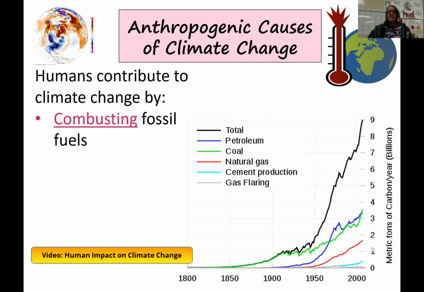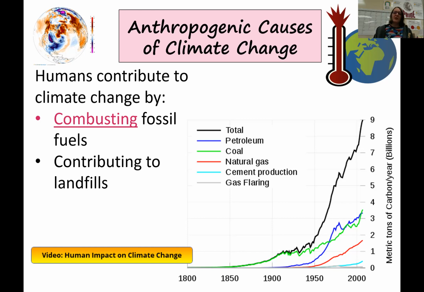But you can see here, obviously, we're burning a lot more fossil fuels now than we were 200 years ago. Obviously, more people means more trash. And remember, we talked about how as trash decays and breaks down, it releases carbon dioxide in the air. So we'll think about ways that maybe we can reduce our trash.